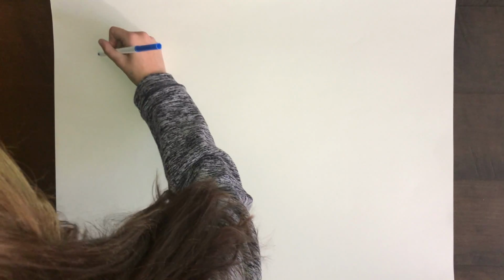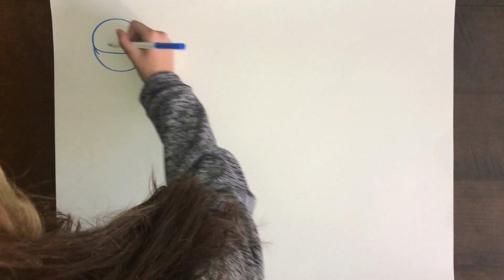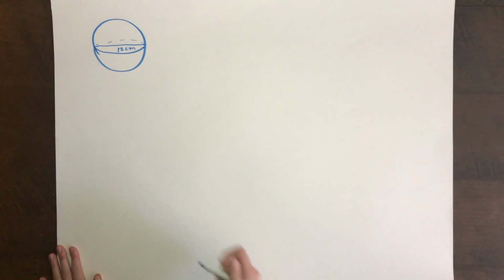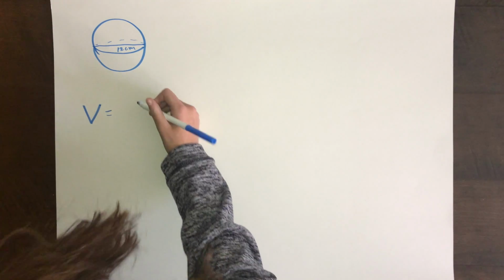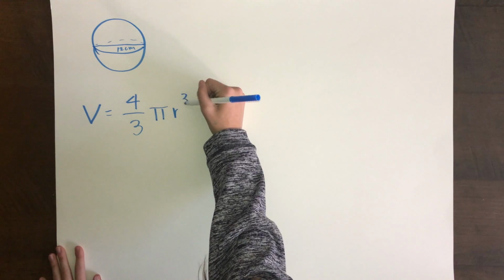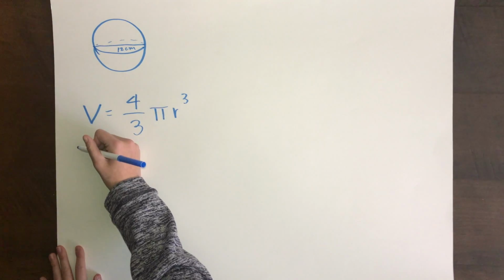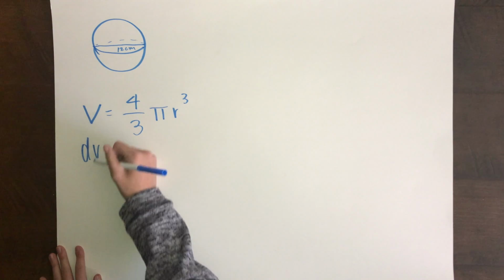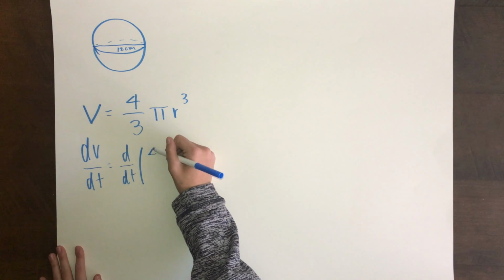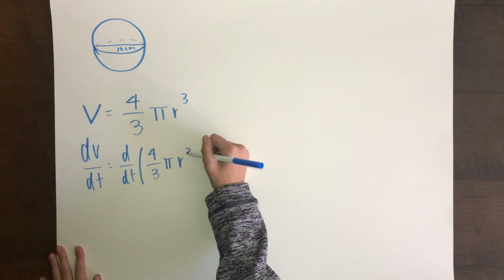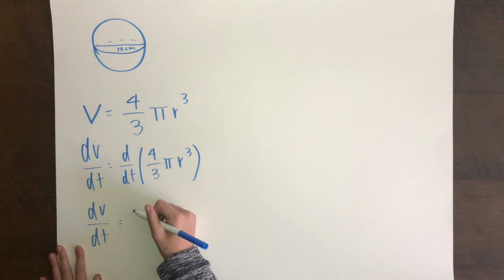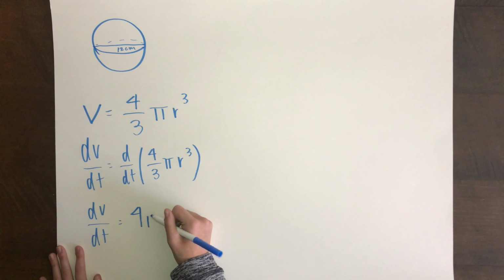First we draw our snowball with a diameter of 12 centimeters. Next we draw our equation. Volume equals 4/3 pi r cubed. Now we take the derivative. dV/dt equals 4 pi r squared dr/dt.